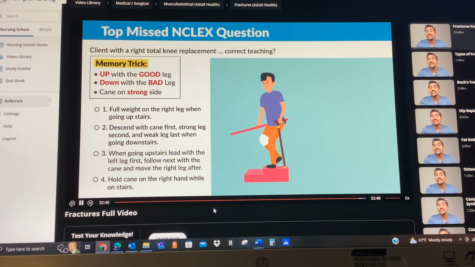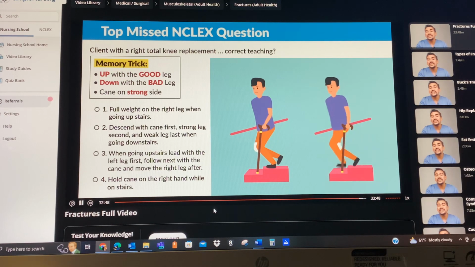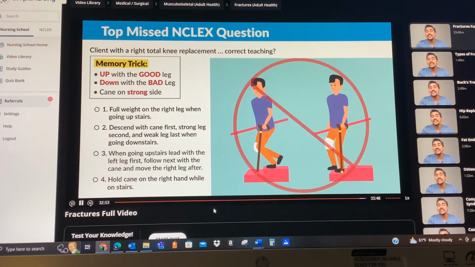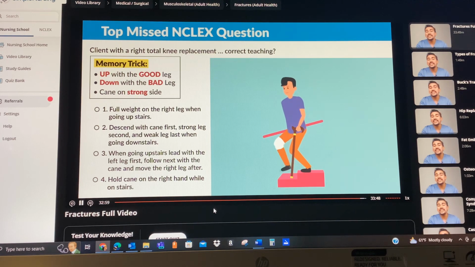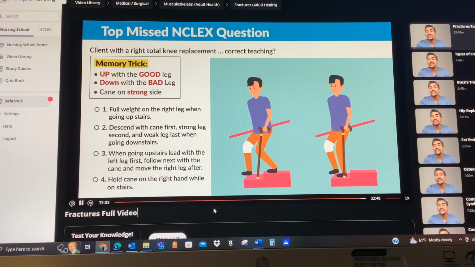Now option 2, descend with the cane first. That sounds pretty good. Strong leg second, and the weak leg last when going downstairs. No. Down with the bad. So descend with the cane, that was good. But then the weaker leg, the right leg, should go next, and then the strong leg last.